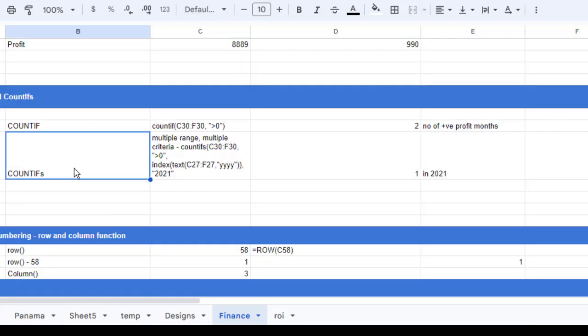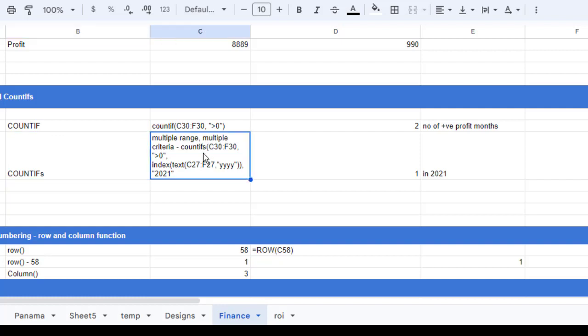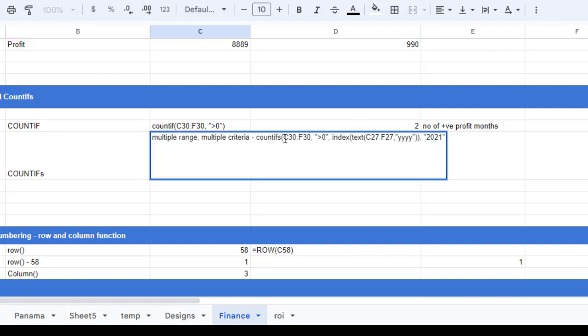In the CountIfs function, you can have multiple criterias. So in the CountIf we can have just one criteria as the second parameter, but in CountIfs we can have multiple criterias. Here in the CountIfs, the first parameter is the range and the second parameter is criteria one, third parameter is criteria two, and so on and so forth.